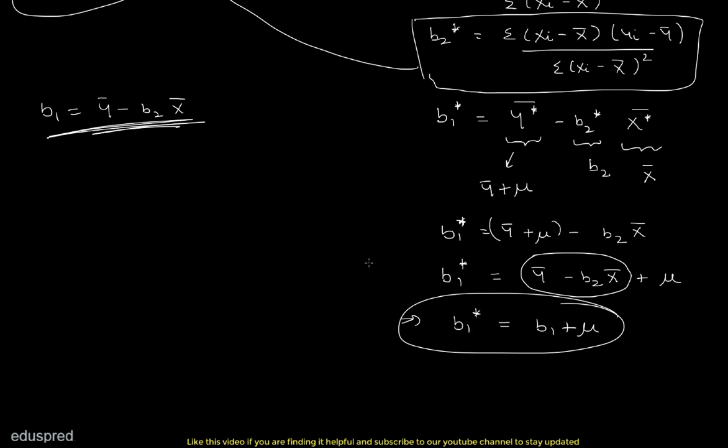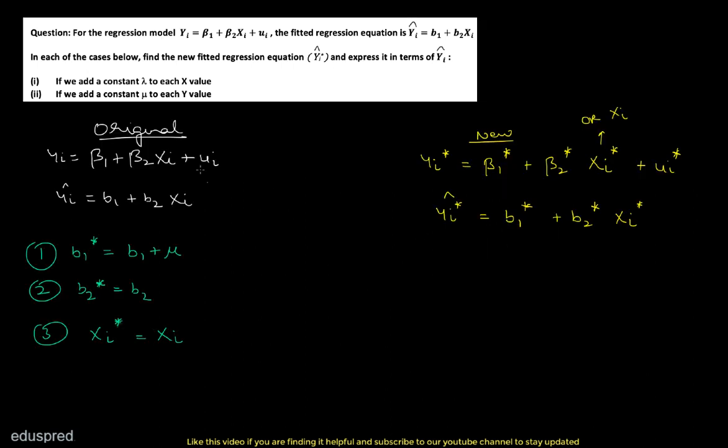With all this information, now we are all set to take a look at the final expression that we need to find. So this is the information that we have found till now. This is your original model and this is the original fitted regression equation. This is your new model. In this new model, if you want, you can also write xi instead of xi star because we are not changing the independent variable. This is your new fitted regression equation, and as written in the question, we have to express the new fitted regression equation in terms of yi hat. So we have to express yi star hat in terms of yi hat, and it's going to be really simple now. We just have to use these relationships that we have found.